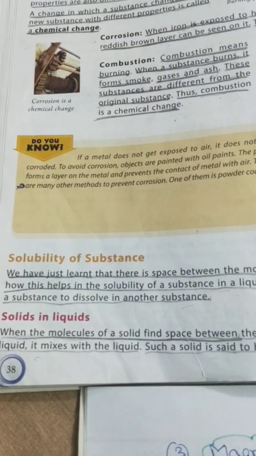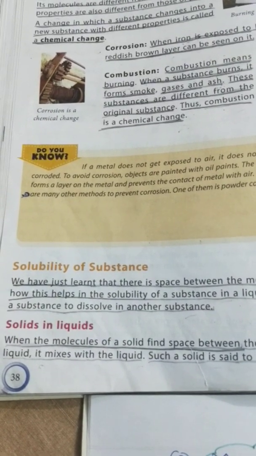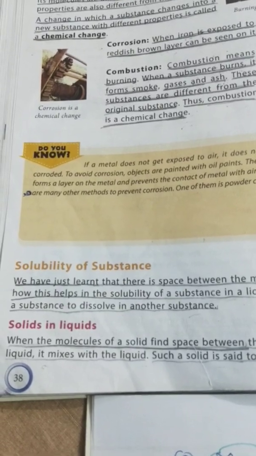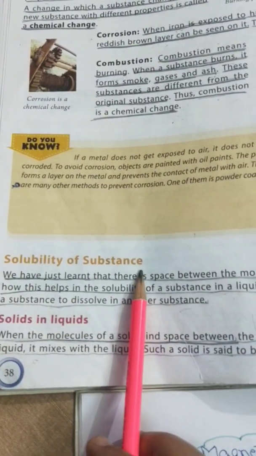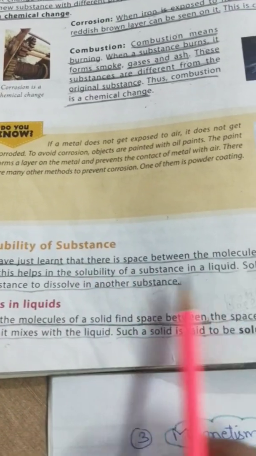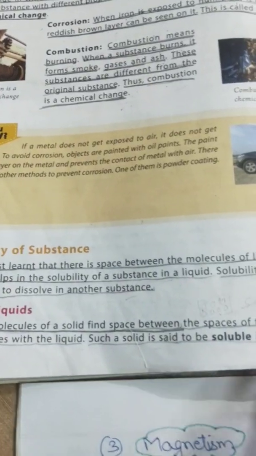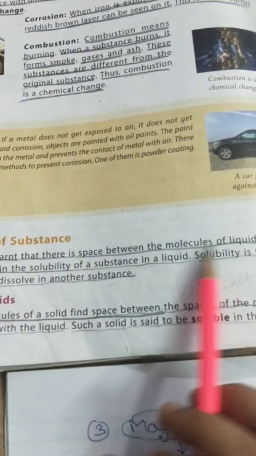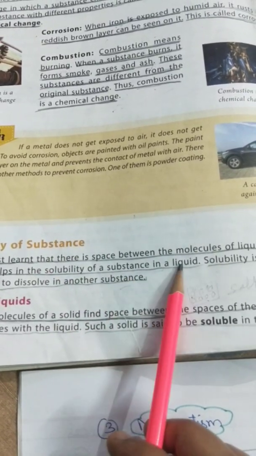So in our last video we have already started the revision of chapter 4, states of matter. Now in this video we are going to continue from the topic solubility of substances. Earlier we have already read that space is there between the particles or between the molecules of the liquid. So how does this space help in the solubility of a substance in a liquid?